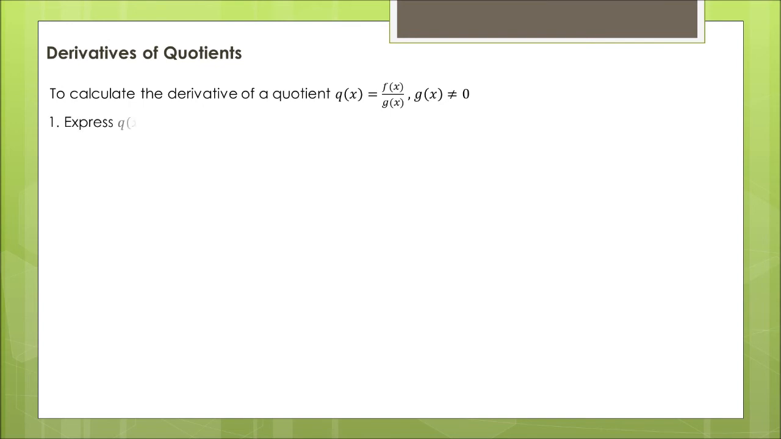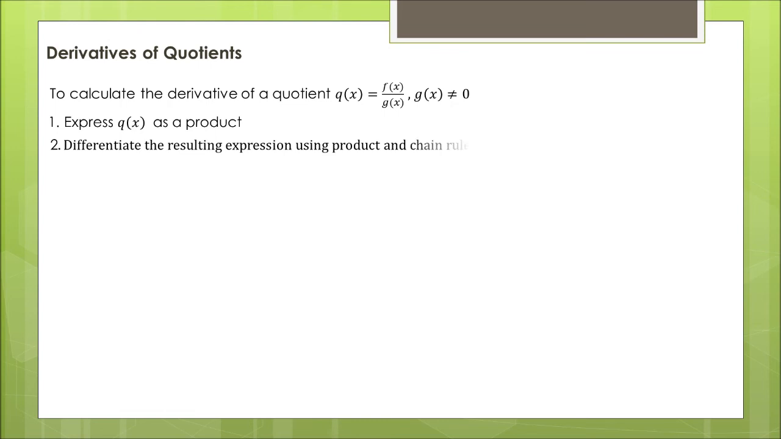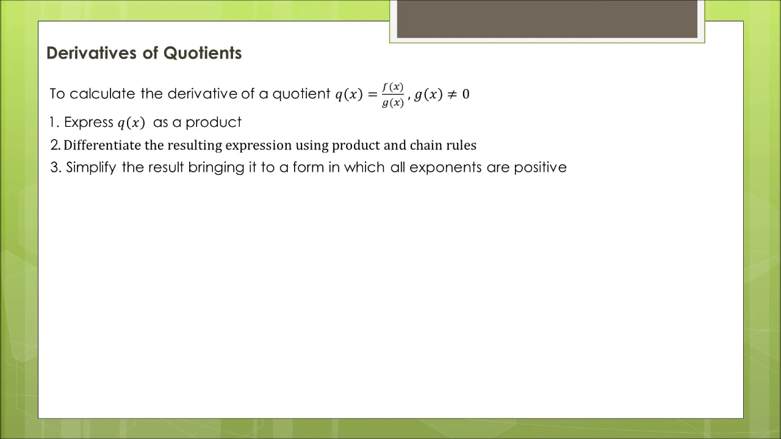What we can do, first we're going to express this quotient as a product. Then we differentiate the resulting expression using product and chain rules as applies. Then simplify the result, also trying to keep the exponents positive.